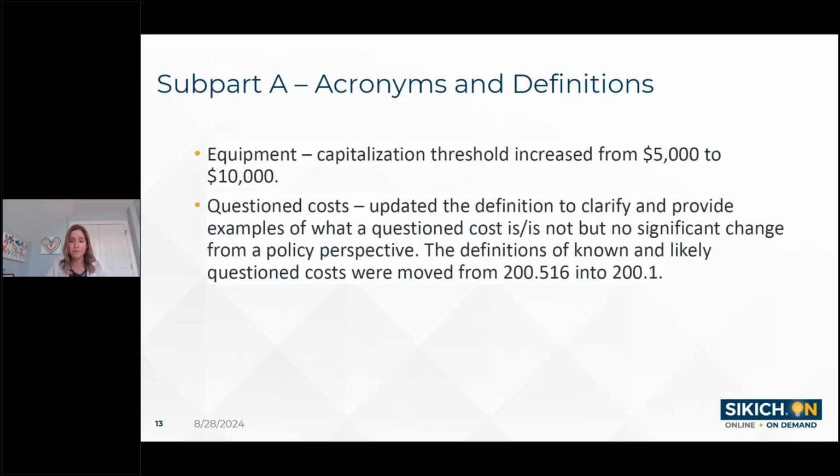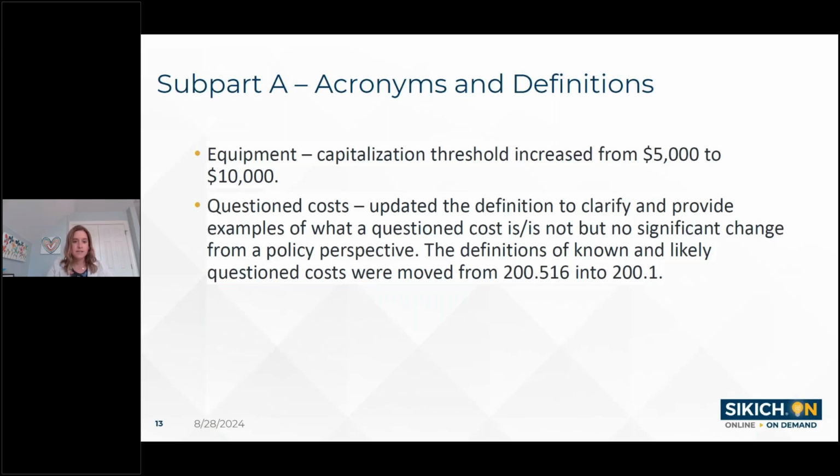So looking at the requirement to capitalize equipment purchased with grant funds, that capitalization threshold had typically been $5,000. That has been increased to $10,000. So a welcome increase there as the cost of equipment continues to rise. Also, the definition of questioned cost was updated to clarify and provide examples of what a questioned cost is or is not, but did not significantly change that from a policy perspective, just gave some additional guidance.